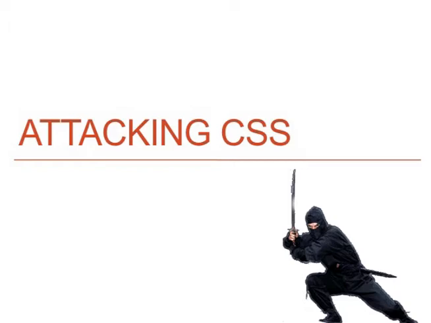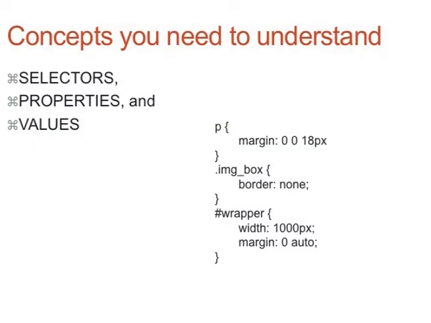There are three concepts you need to understand before you can touch anything with CSS: selector, properties, and values. Every CSS statement is composed of these three components, so you have to know what they are to understand CSS, not to mention write it. The basic selectors you need to remember are tag names like p, class names like imagebox, and identifiers like wrapper.